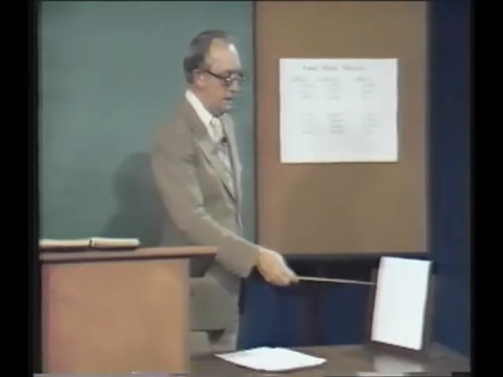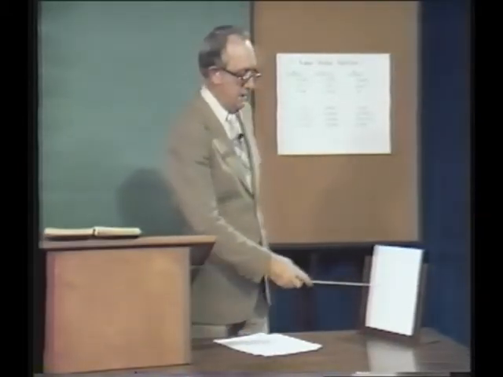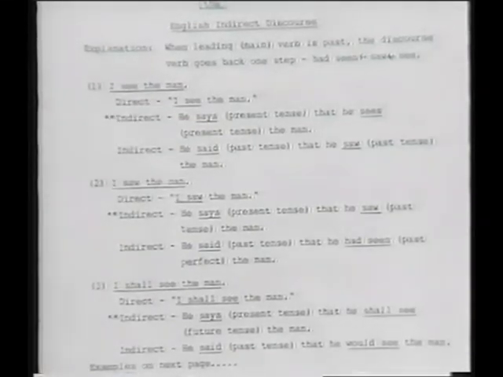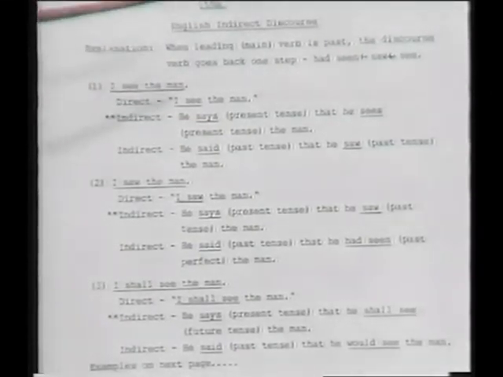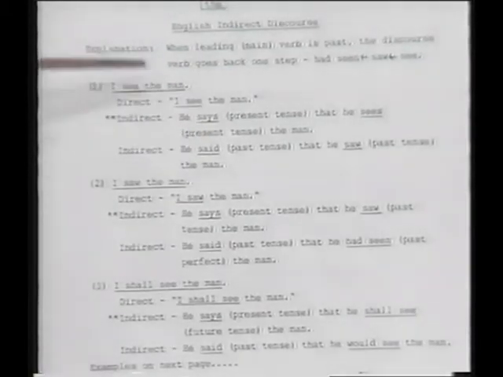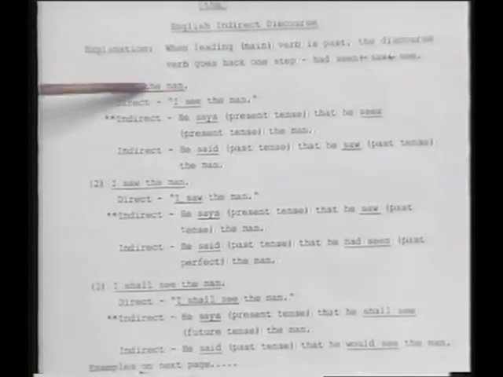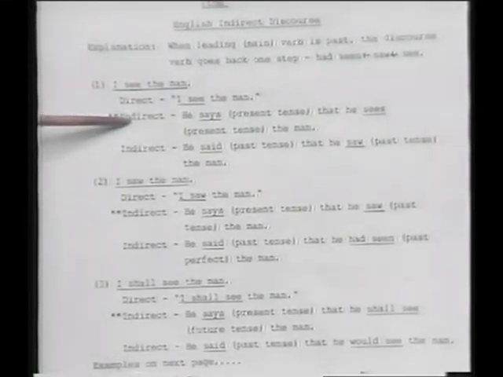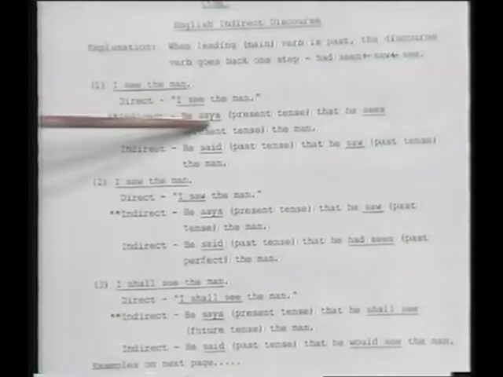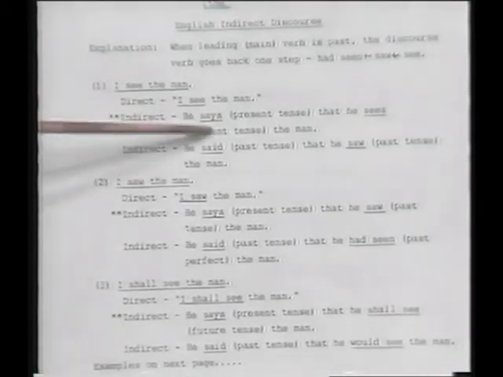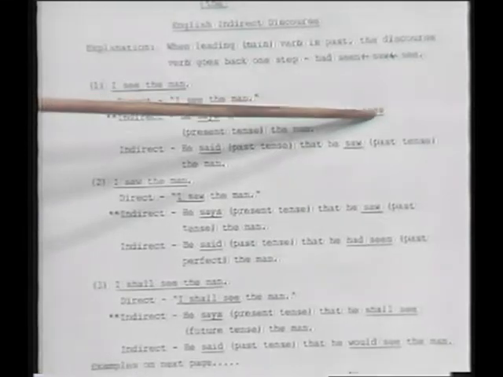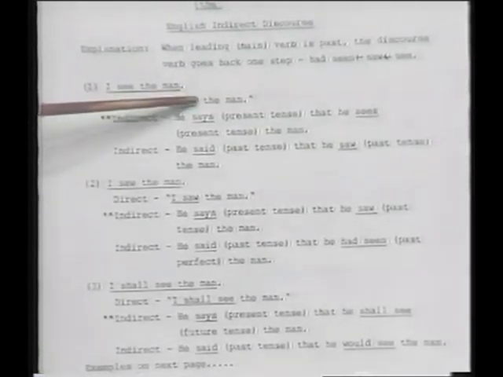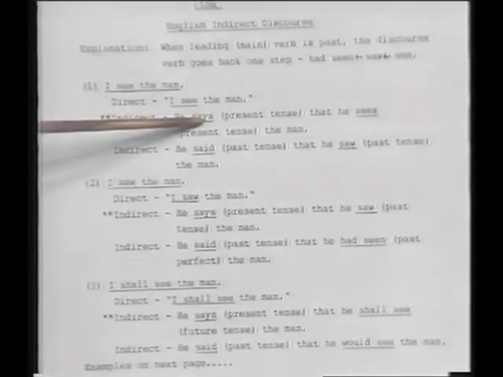English retains the same tense if the main verb is present. Direct. This is all English now. Forget the Greek. Don't forget the Greek, but we're not talking about Greek right now. I see the man. The direct discourse says, I see the man. That's what he said, actually. Now, indirect discourse, when you have a present tense main verb, he says that he sees. We retain the same tense that we had in the direct, if your main verb is present.